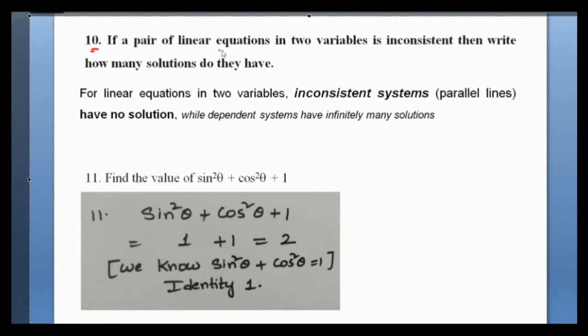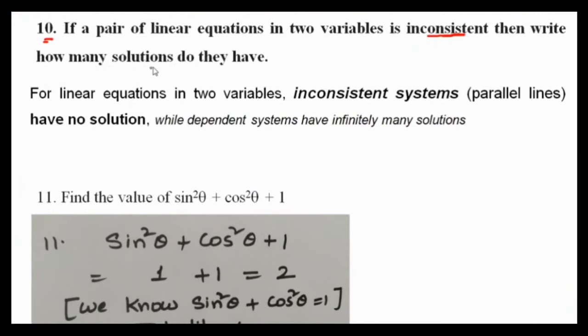Tenth question, if a pair of linear equations in two variables is inconsistent, then write how many solutions they have. Inconsistent means parallel lines. Parallel lines have no solution. So they don't have a solution.